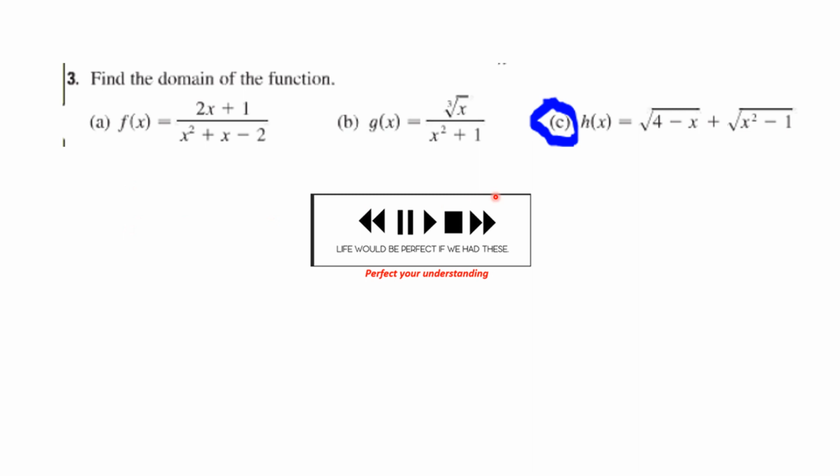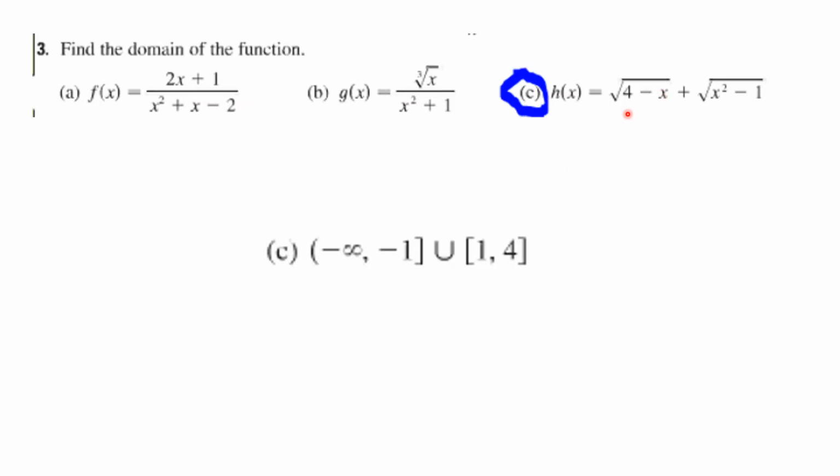Number 3, you were supposed to find the domain. We're looking at number C. You know what to do? Let's see how you did. Well, we need two things to happen. The x has to be less than or equal to 4, and the absolute value of x must be greater than or equal to 1. So when you do that, you find this is minus infinity up to minus 1 bracket, union, bracket 1 comma 4 bracket.